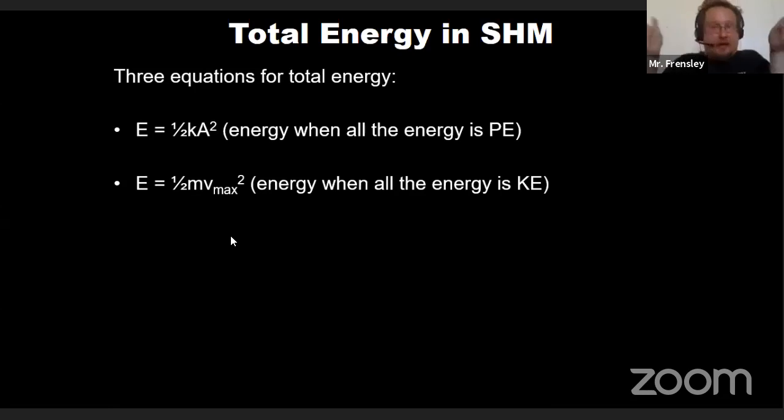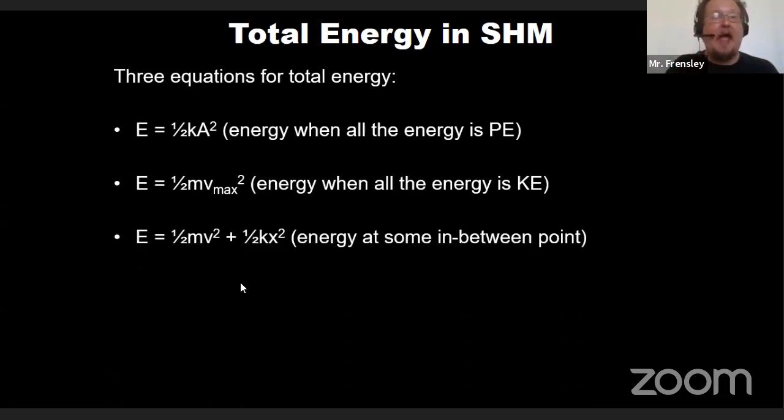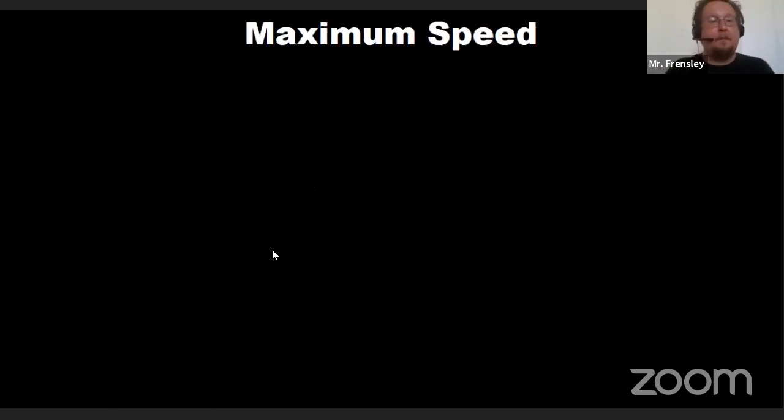Or if you don't like being at the endpoint or the equilibrium, you can be in these little weird places in between, and you can just say that it's a mix of kinetic and potential energy at some in between point. Personally, I don't like that. If you said, hey, Frensley, go calculate the total energy of this oscillation, I would try the equations in this order. Do I know the spring constant and the amplitude? No. Do I know the mass and the fastest speed? Okay, well, the last one's the last resort, frankly. I don't like to be in those in-between places, okay?